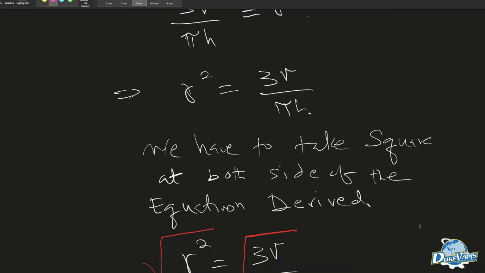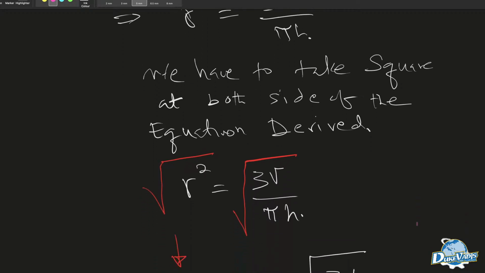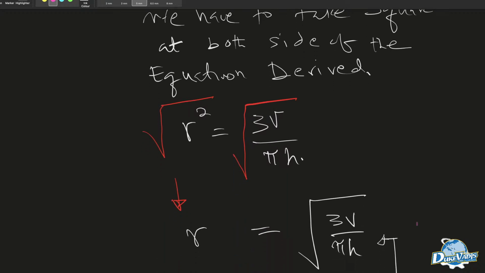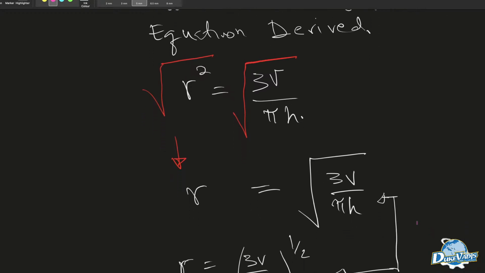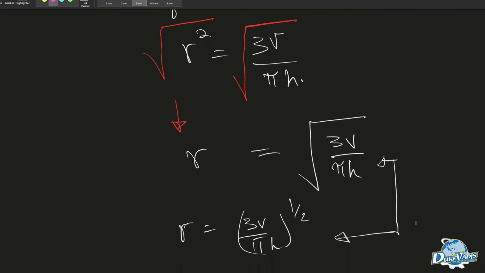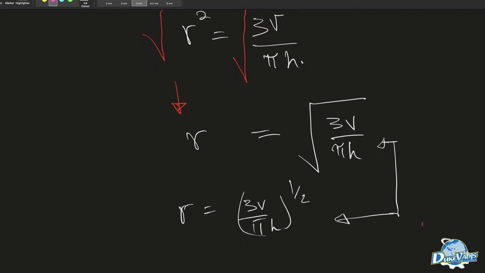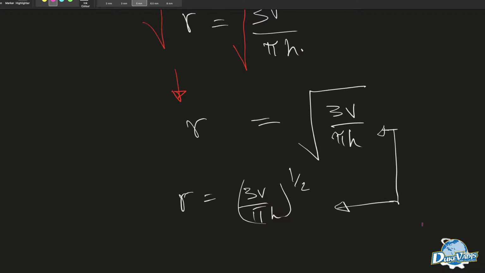Now we have to take the square root of both sides of the equation. As I said earlier, what you do to the left hand side, you do the same on the right. So we took the square root of r squared, and the square root of the whole 3v over pi h. We know the square root of r squared is r. So our equation becomes r is equal to the square root of 3v over pi h. Some people can decide to write the formula as r is equal to (3v over pi h) all raised to the power half. Hence, that is the end.